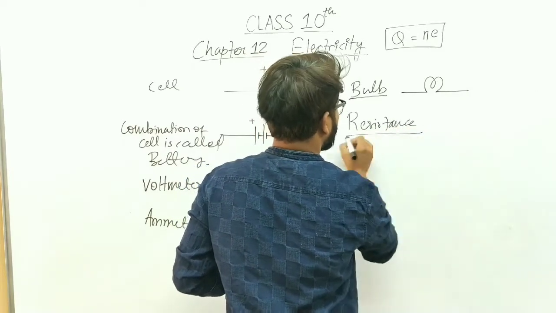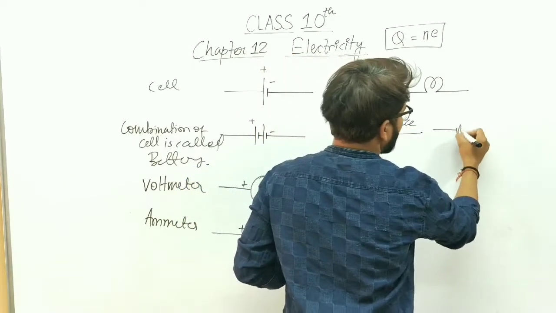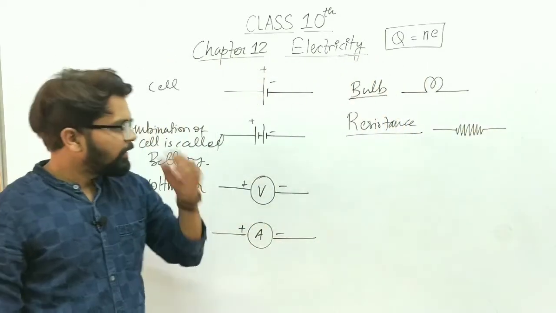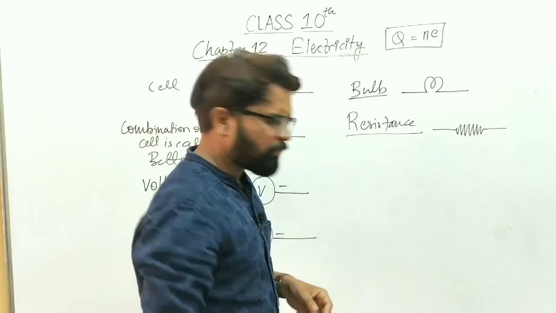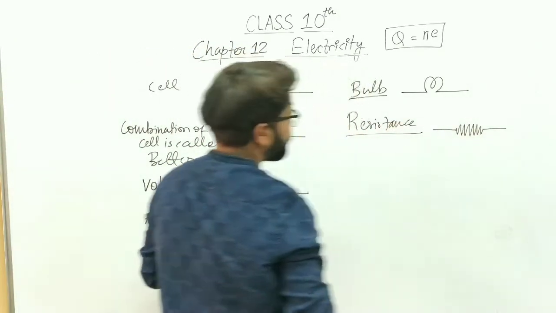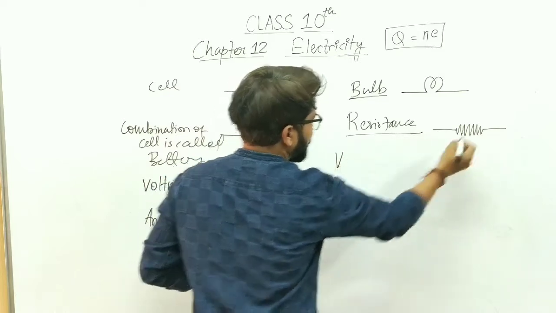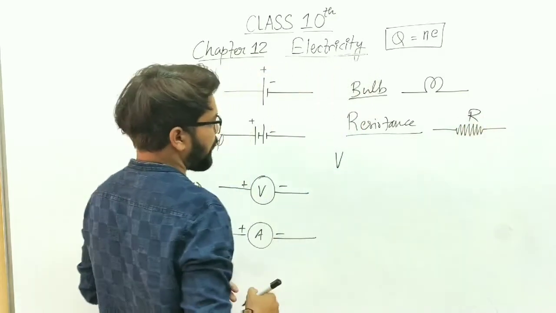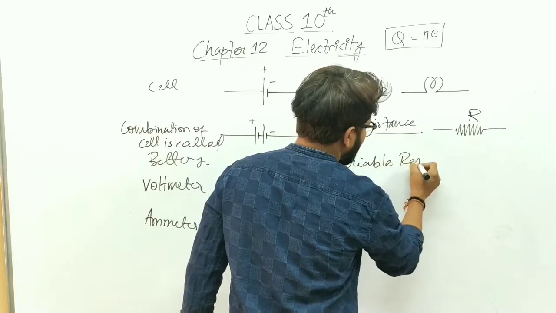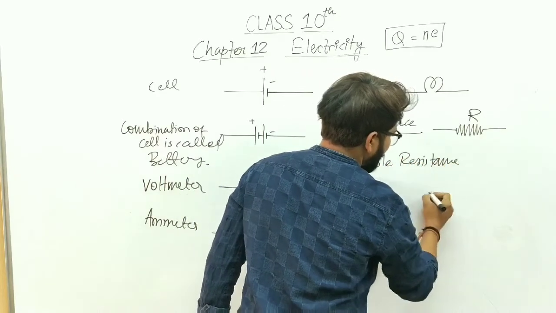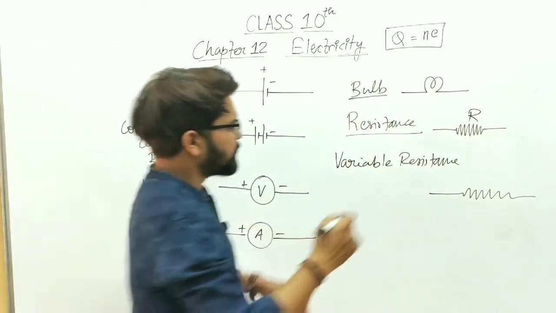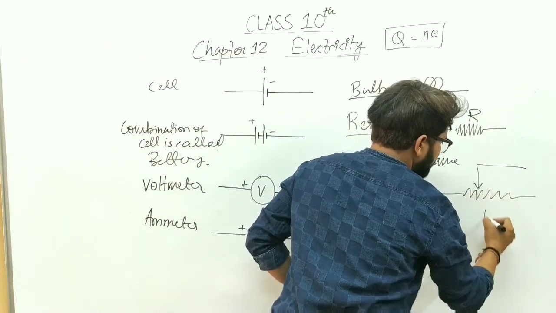We are going to solve so many numericals on the basis of resistance. In the next few classes we are going to discuss it, not now. So this is the notation of resistance, and it is denoted by capital R. The next one is variable resistance. With a variable resistance, you can vary the value of the resistance. It is drawn this way.